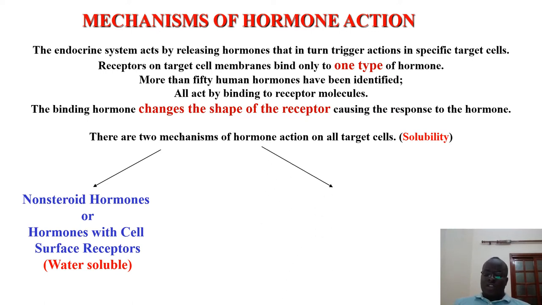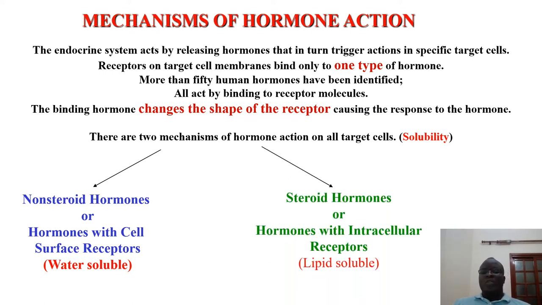Then we have the steroid hormones, or hormones with intracellular receptors. In terms of structure, they are more like cholesterol, so they're a derivative of cholesterol. Cholesterol is fat soluble, so it can dissolve in plasma and also cross a phospholipid bilayer to enter the cells.